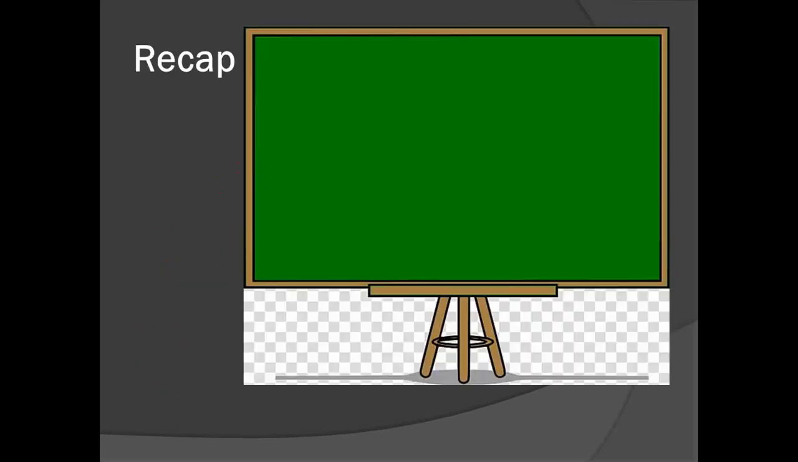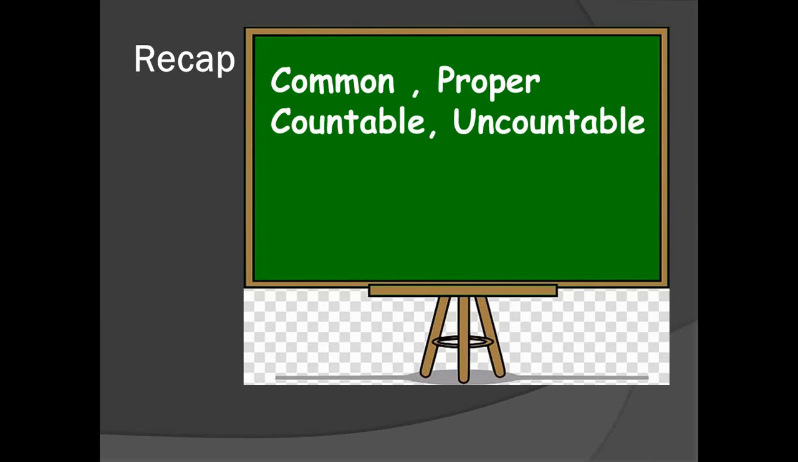Let's recap. We did types of nouns today. First, we did common noun and proper noun. A common noun is something that names someone or something in general, whereas a proper noun is the name of some particular person or place. A countable noun is something we can count. An uncountable noun is something we cannot count. A concrete noun refers to something that has a material or physical existence and can be detected or perceived by the senses, whereas an abstract noun does not have material or physical existence.